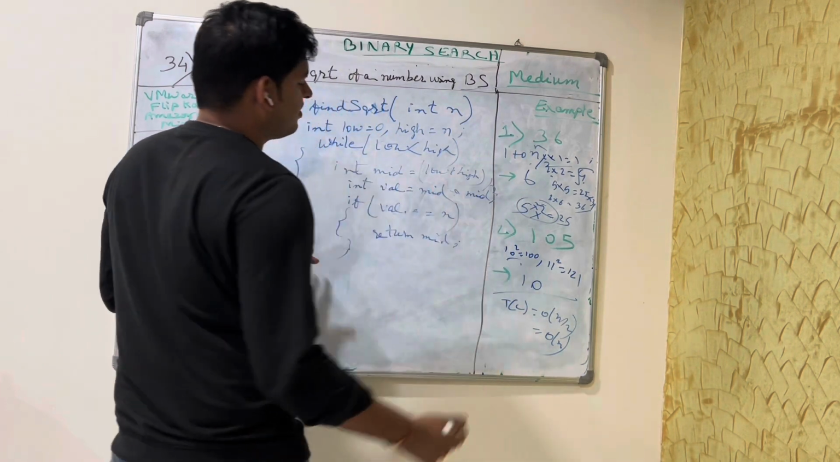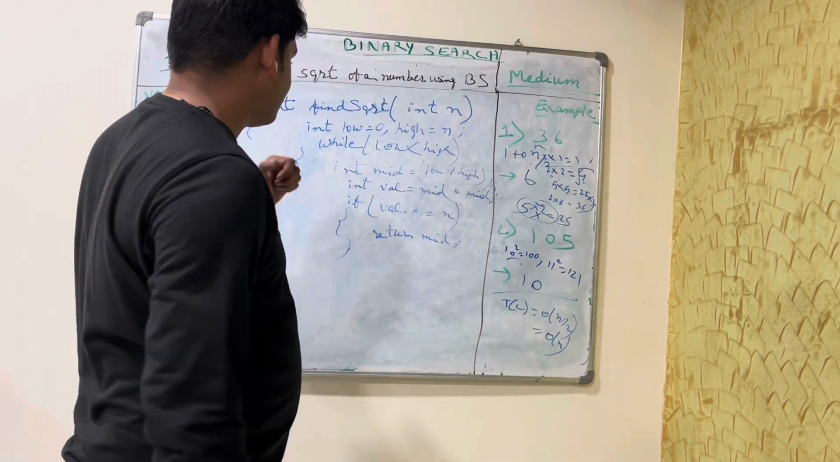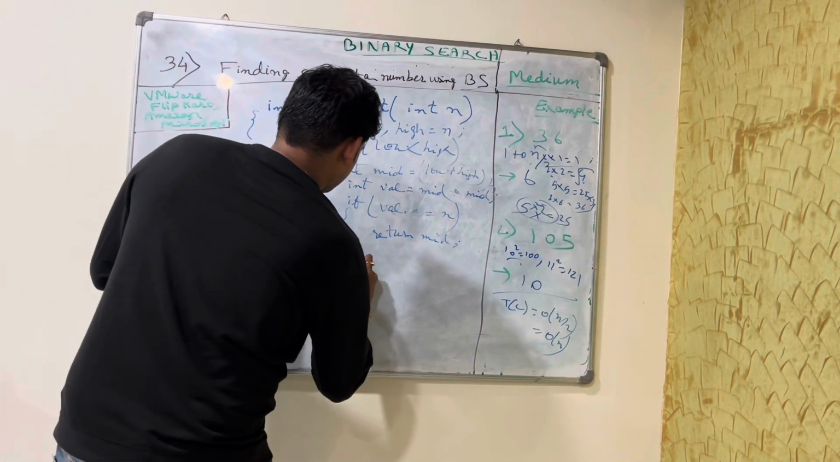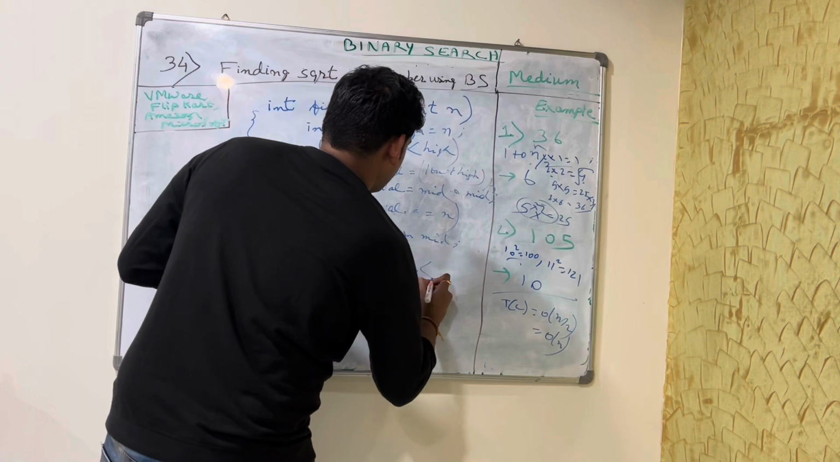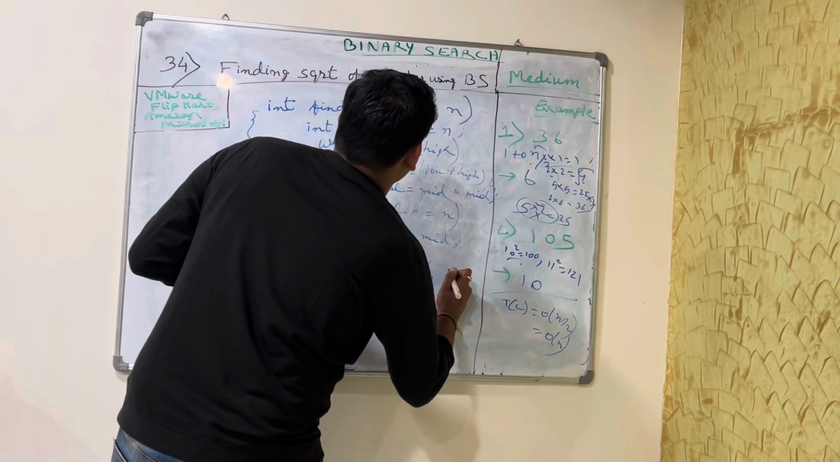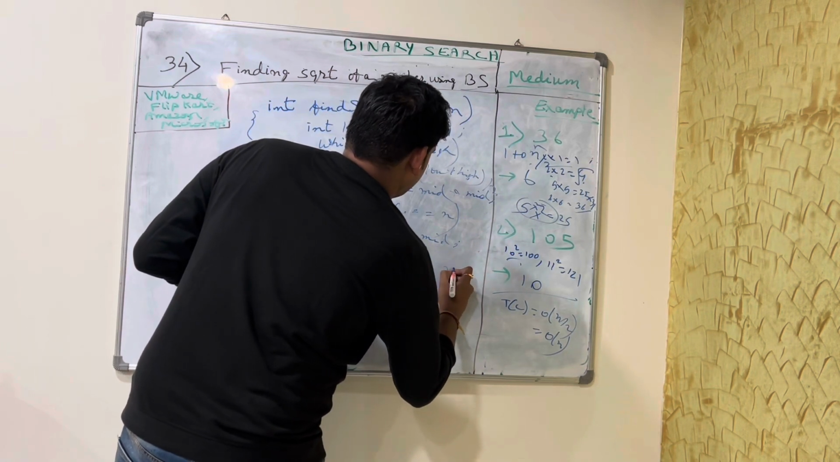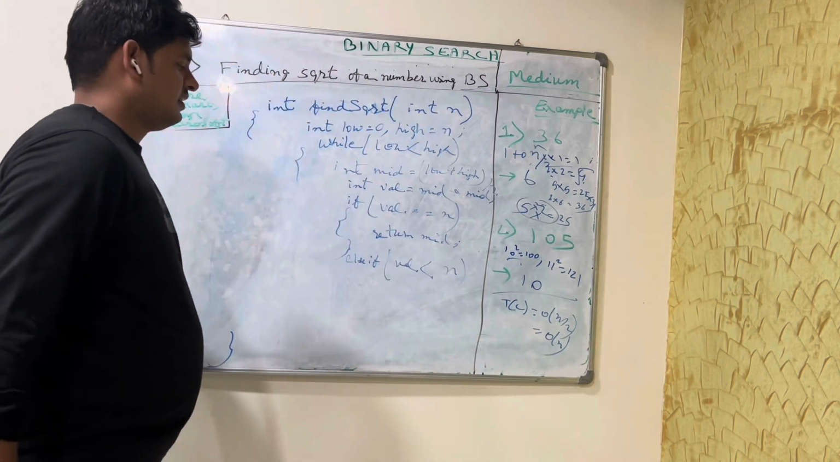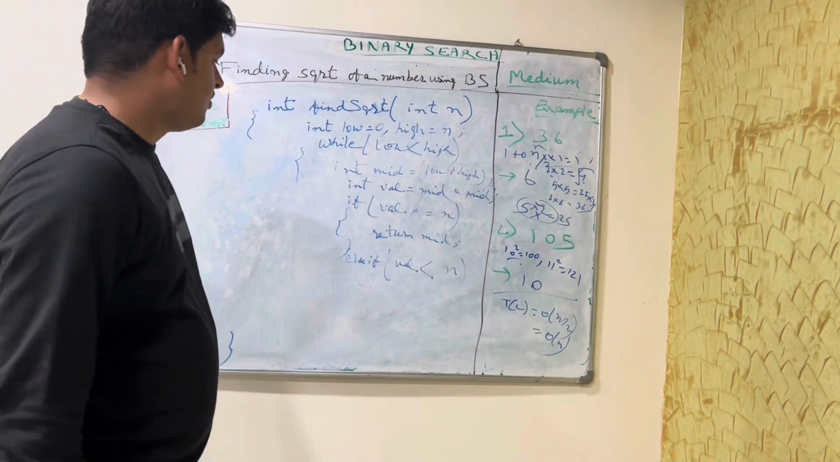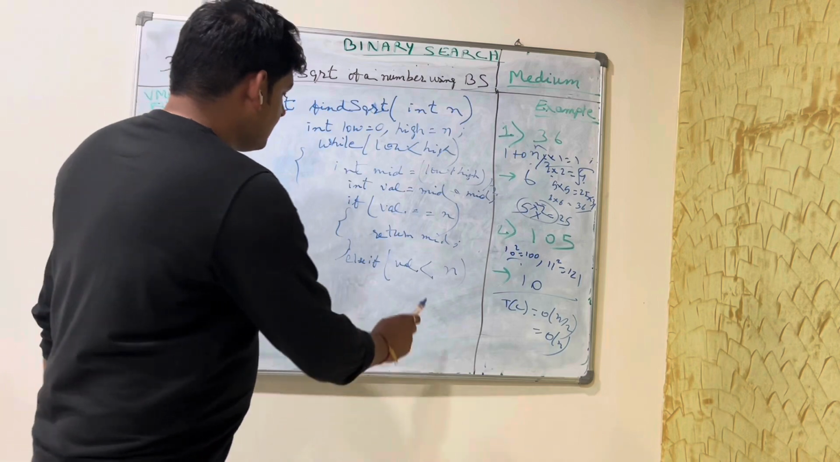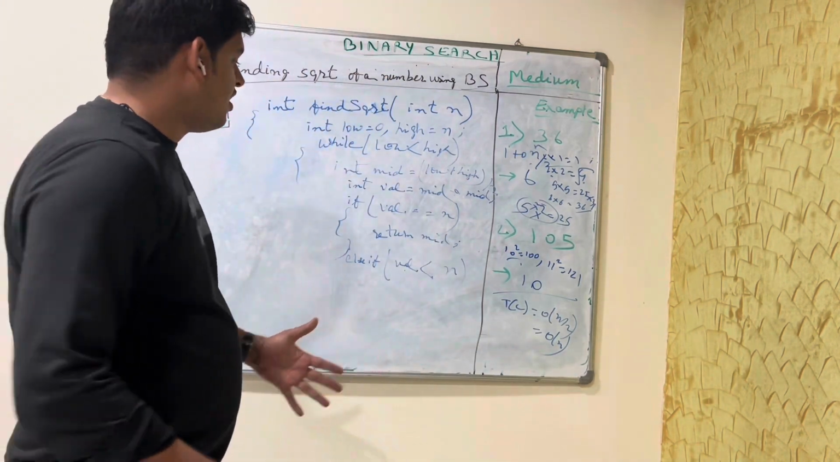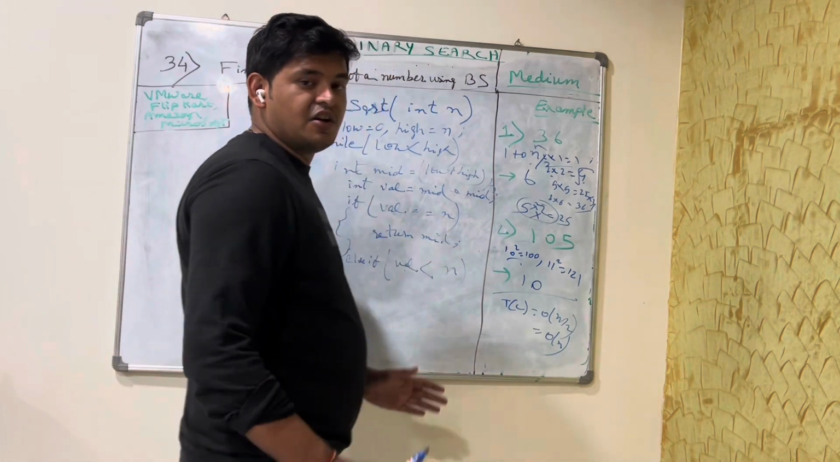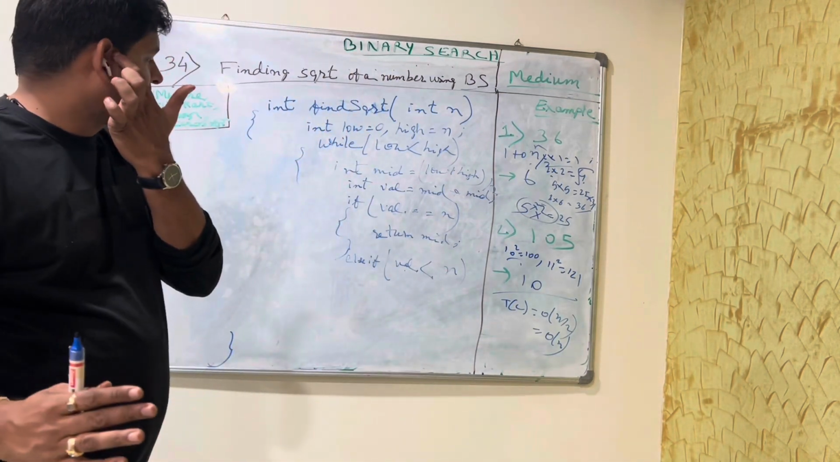Because mid into mid is value, right? Else, if value is less than n, what does this mean? That means, say if value was 5, 5 into 5 is 25. 25 is less than 36. So we need to increase our numbers, right?